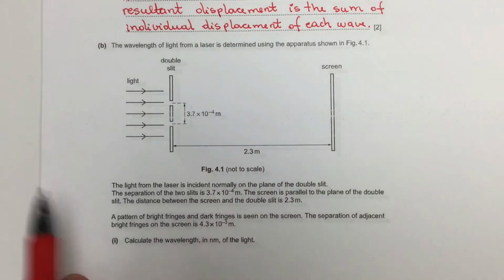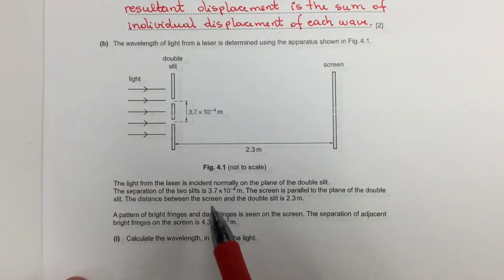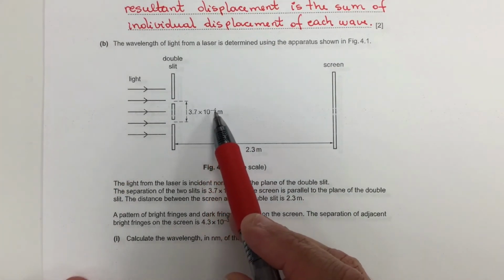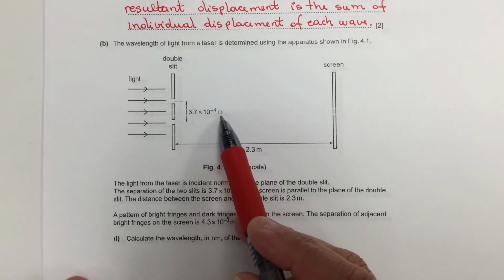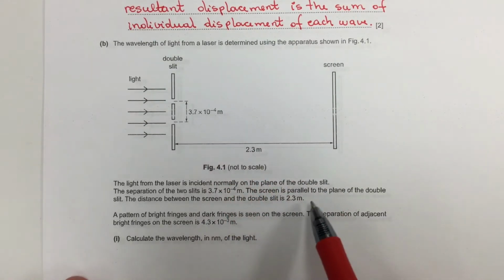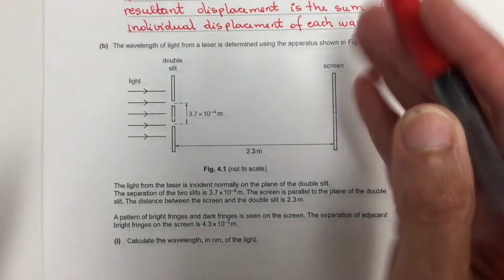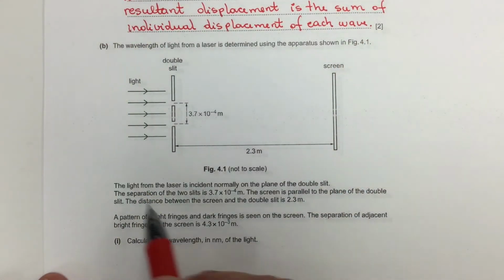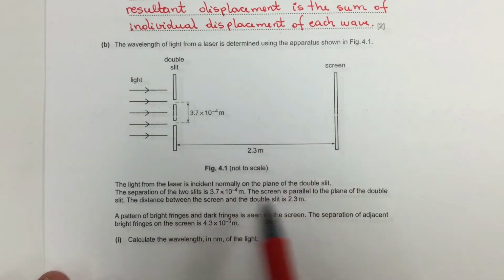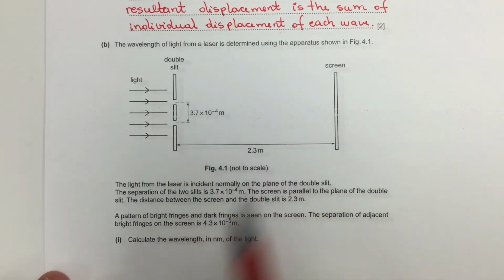The separation of both slits is 3.7 times 10 to the negative 4 meter. The screen is parallel to the plane of the double slit, and the distance between both screens is 2.3 meters.